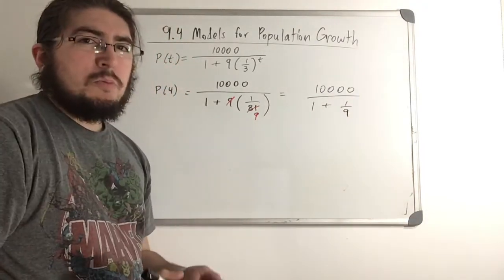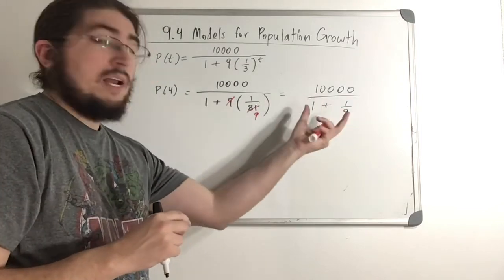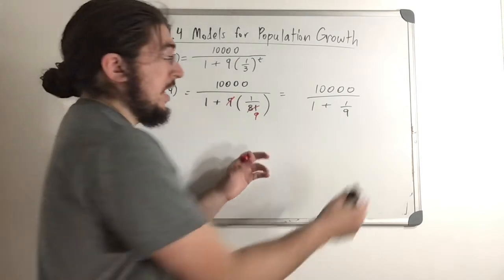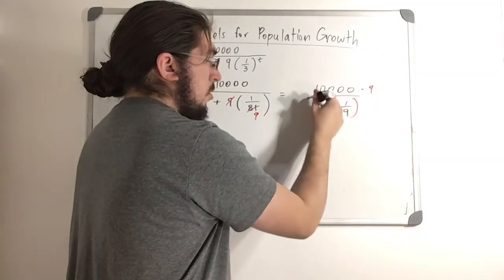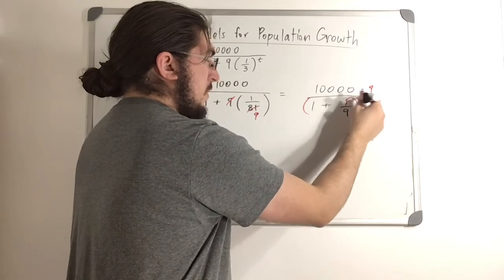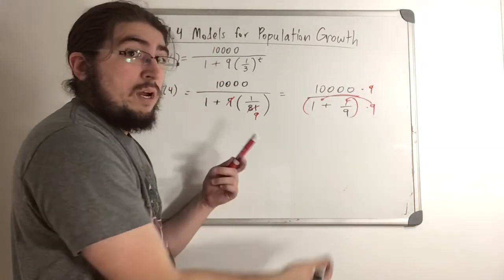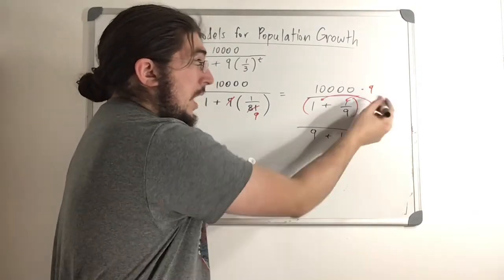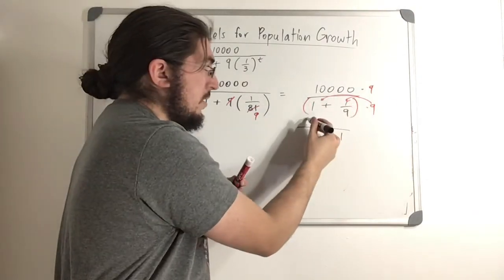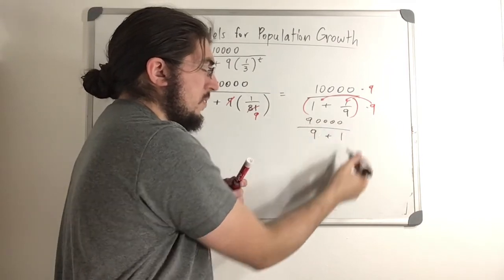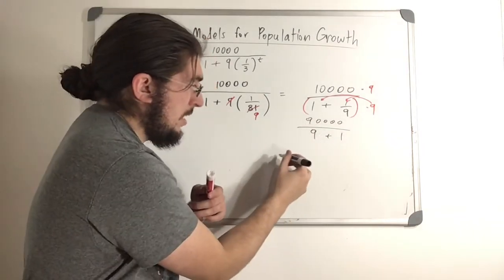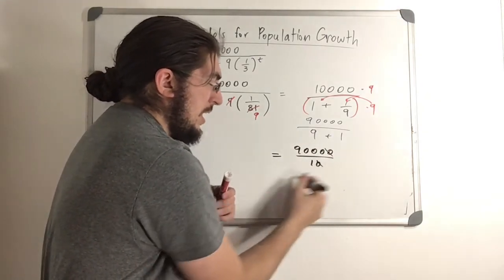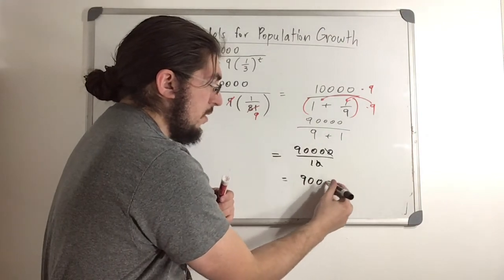There's a lot we can do, but the best way, I think, to actually find out what this number represents is by clearing denominators, multiplying top and bottom by the denominator 9. So we get this times 9 over this times 9. Distributing that into the bottom gives us 9 plus 1, because 9 over 9 is 1. And then on the top we get, well, 10,000 times 9 is 90,000. So that's 9 with 4 zeros. Now, of course, 9 plus 1 is 10. So that's 90,000 divided by 10. So we basically just lose a 0. And the answer is 9,000 for P of 4.